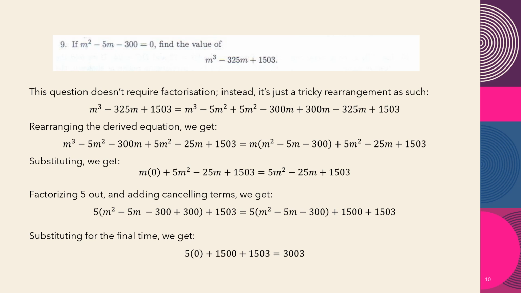But if you're lazy and you don't want to do all this, there is another method where you can just factorize. This is a bit lucky, because you can factorize it as m minus 20 times m plus 15 equals 0. So this will be the factorization for this question.